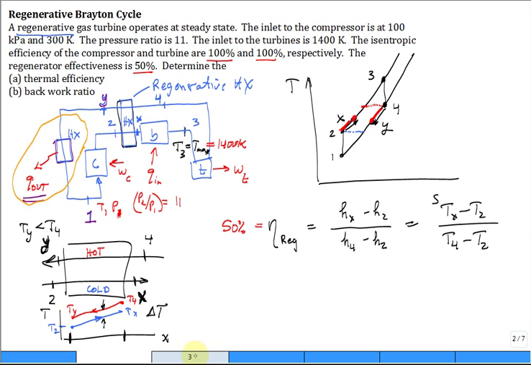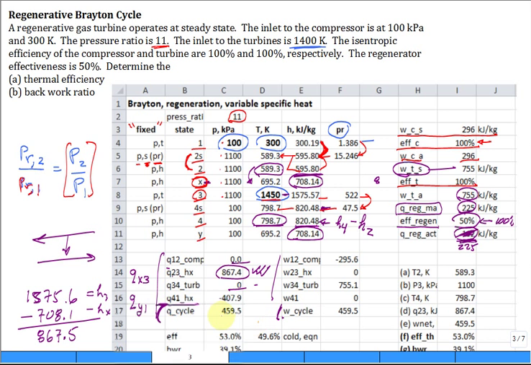And so when I add up the Q net, I have 460 kilojoules per kilogram. Let's look at the works. First of all, the works are consistent. The work of the cycle equals the net heat for the cycle. The compressor requires that much. The turbine gives that much, and the difference is the net work. So when we take a look at the thermal efficiency, it's improved significantly. It's now 53% for that pressure ratio of 11.